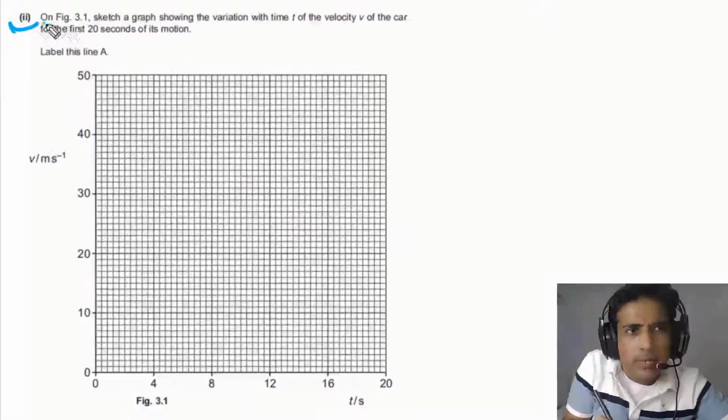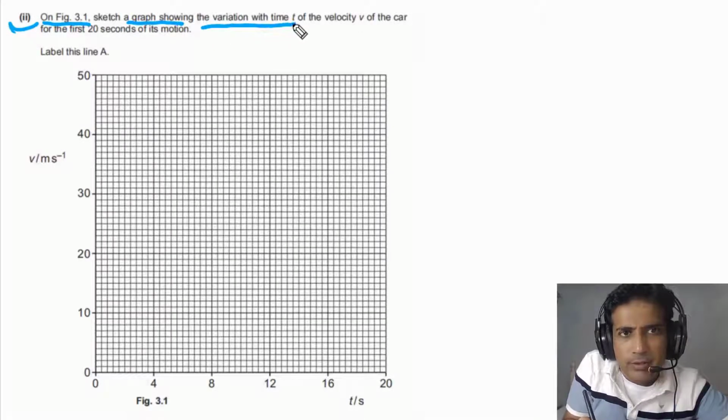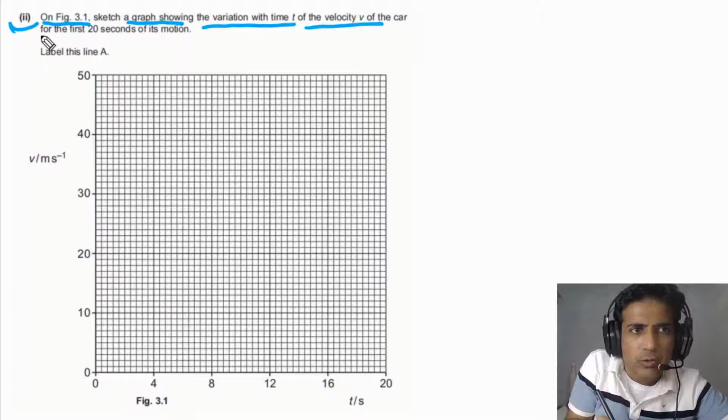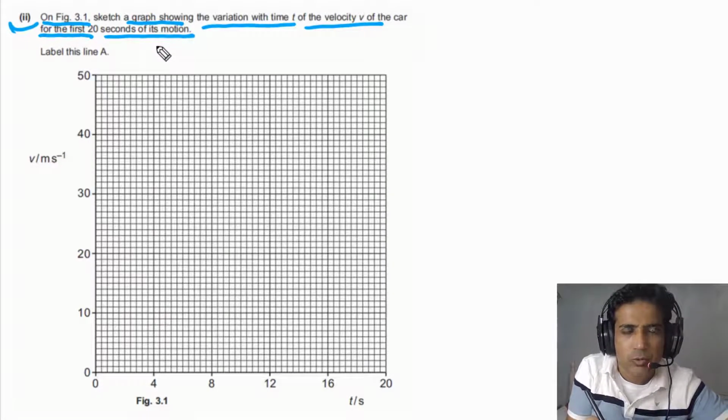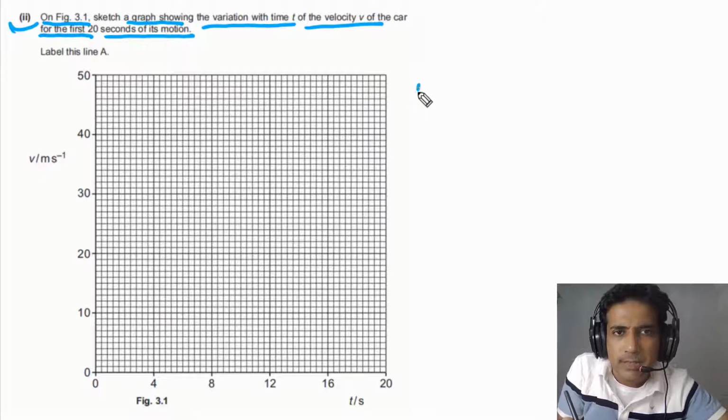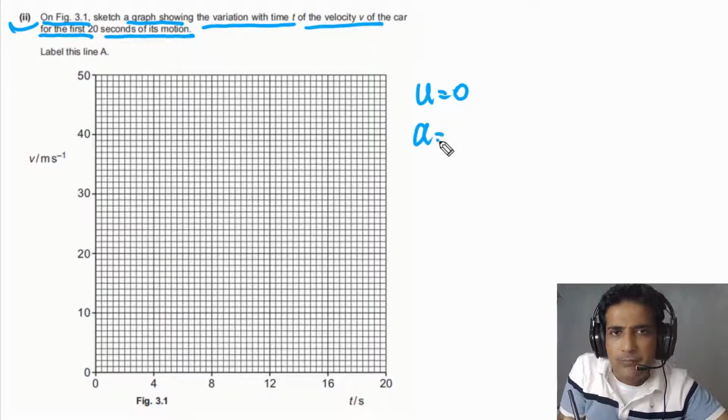For the second part, on figure 3.1, we need to sketch a graph showing the variation with time t of the velocity of the car for the first 20 seconds of its motion. So the first thing we need to understand is that this car is starting from rest. So the initial velocity of this car is equal to 0. The acceleration of this car we have just calculated in part D1, that was equal to 2.0 meters per second squared.